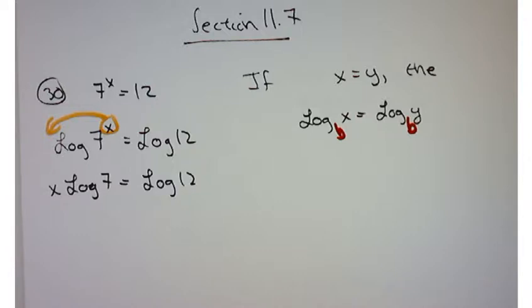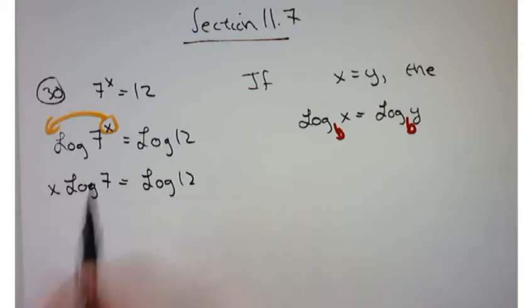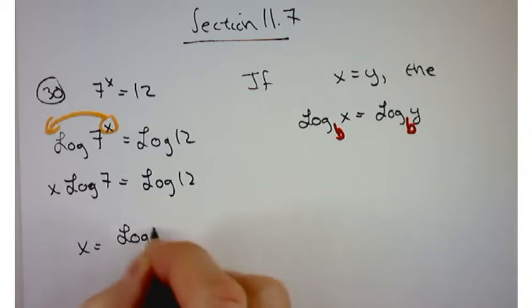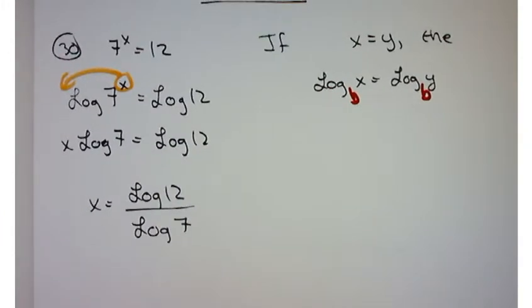I mean, we're just one step. x is being multiplied by log of 7, but I want x by itself. What's the opposite of multiplying by log of 7? Divide by log of 7. Good. So it's x equals the log of 12 divided by the log of 7. Yay. That's our answer.